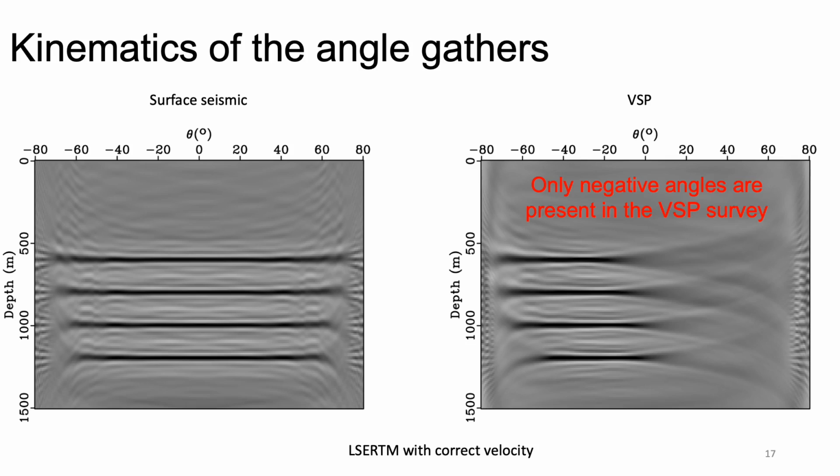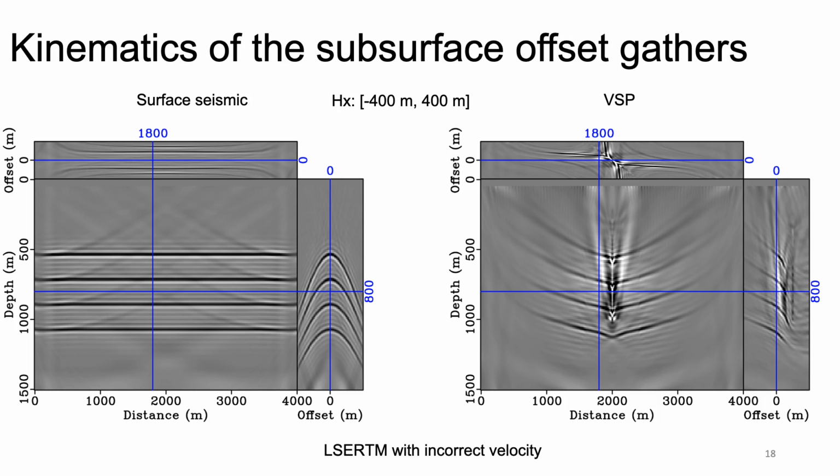These are the angle gathers transformed from the previous subsurface offset common image gathers. The events in the angle gathers are flat, indicating that the migration velocity model is correct. However, in the VSP survey, only negative angles show up because the subsurface image points are on the right-hand side of the receiver line. We then perform LSEITM with an incorrect migration velocity model.